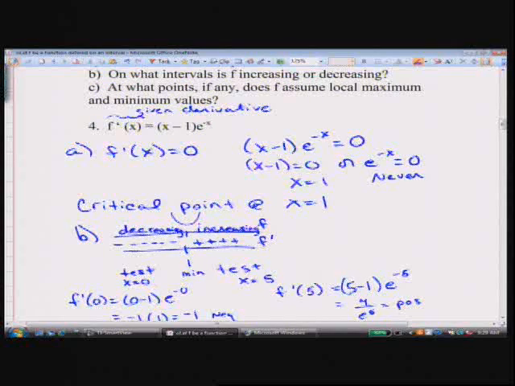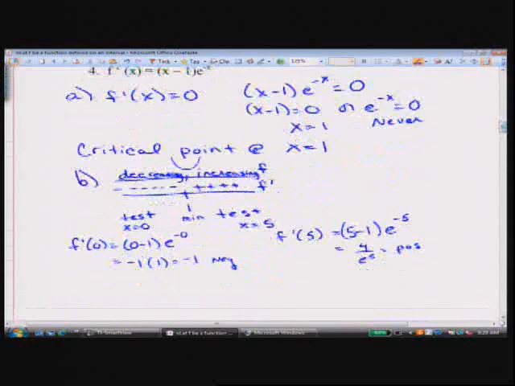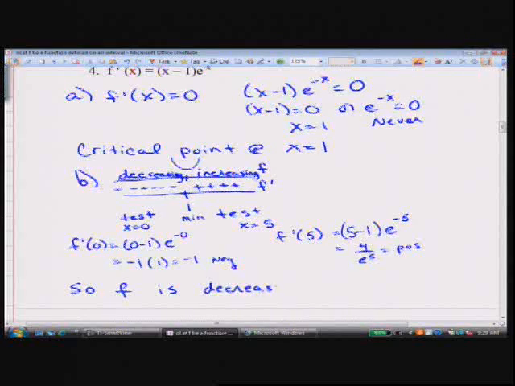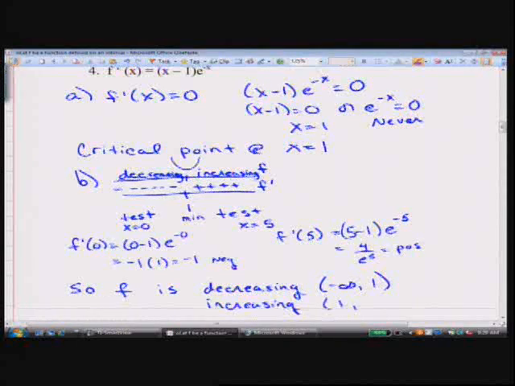All right, and so to answer the question about f, I can say it's decreasing from negative infinity to 1, and then increasing from 1 to infinity. So isn't this interesting? I never even looked at the graph. I didn't type it into my calculator at all, and I can already tell you a lot of the behavior of the function.